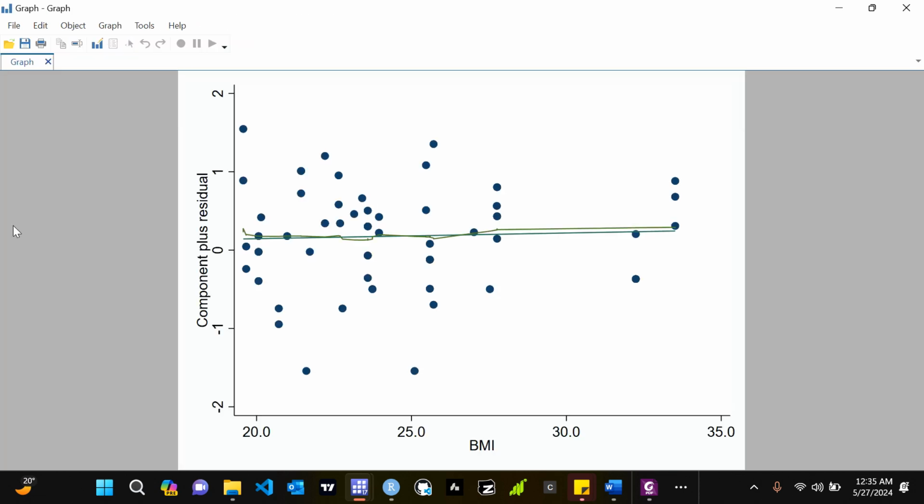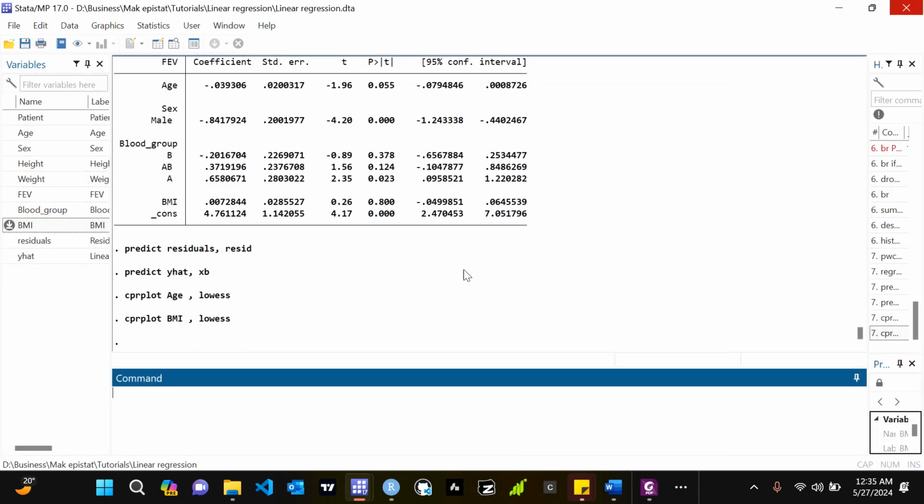We do this for continuous variables. You see, at least for BMI it holds. The smoother is assuming a straight line. It doesn't have to be completely straight, but at least it's a straight line. This assumption now holds for BMI, but doesn't hold for age.